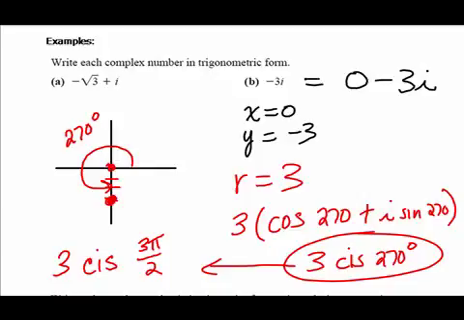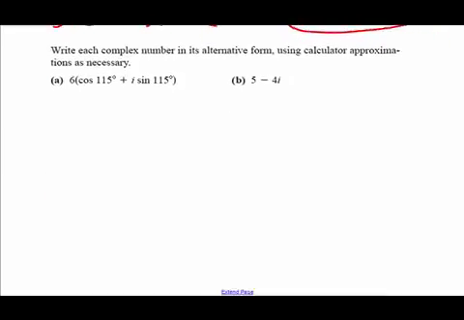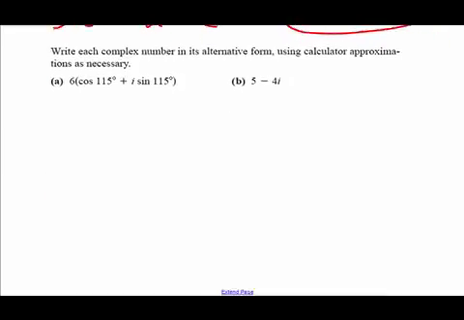All right. To finish up, I simply want you to take those two and convert them to the other form. So A, you want to convert that to rectangular, and B, I want you to convert that to polar.